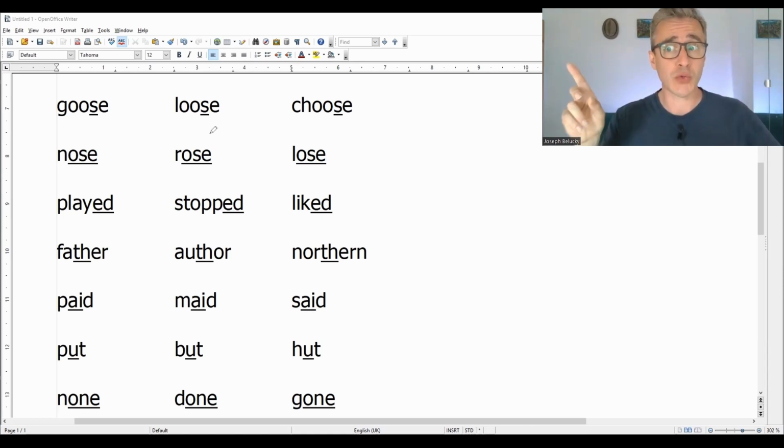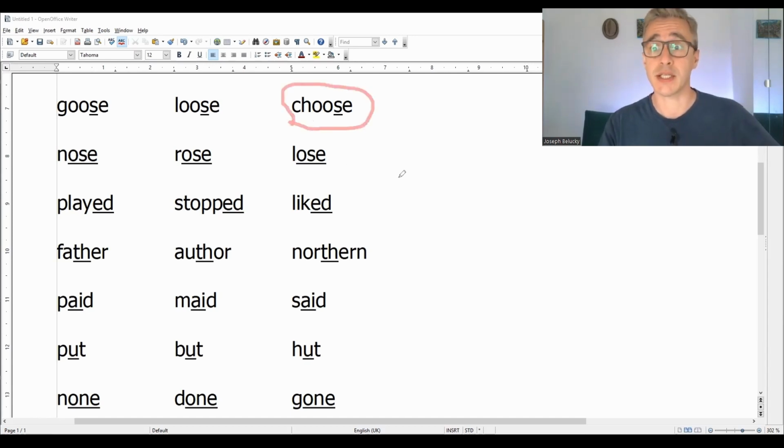Goose, loose, choose. Goose, loose, choose. What's the difference here? Okay, well done if you got it. This one is the odd one out. Why is it the odd one out? Well, in this case, the S is actually pronounced like a Z. Choose. But if you see here for these other two words, it's pronounced as an S.